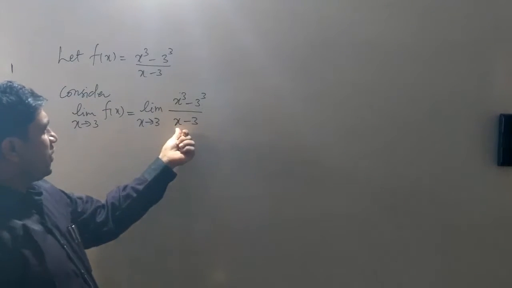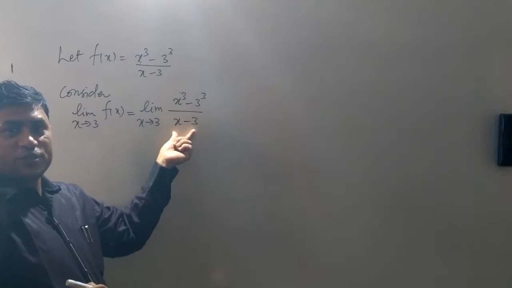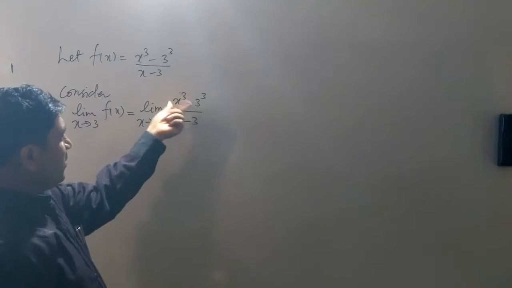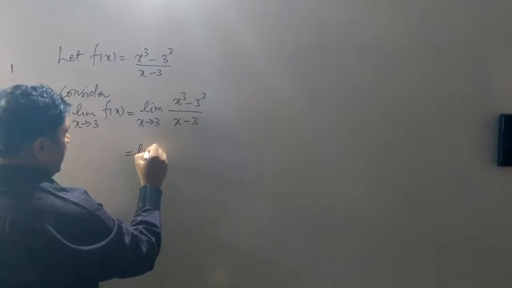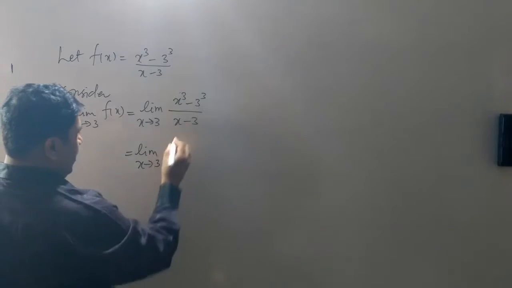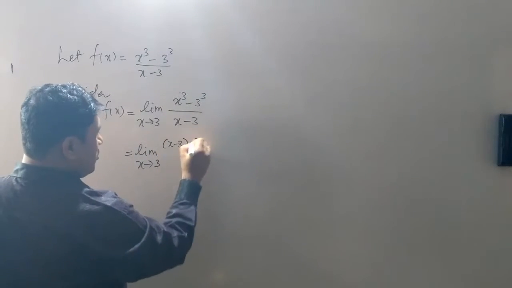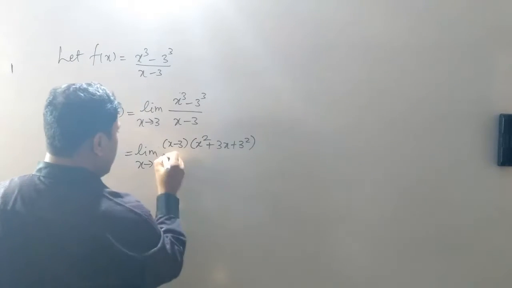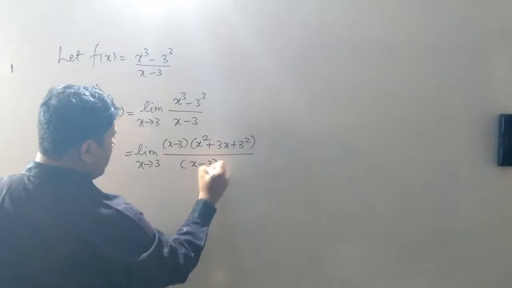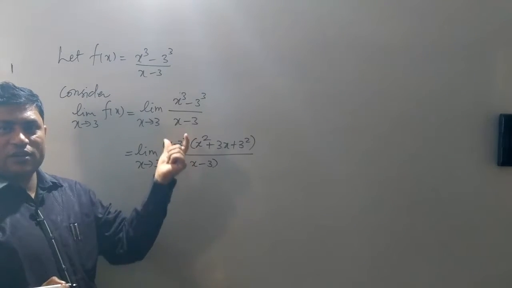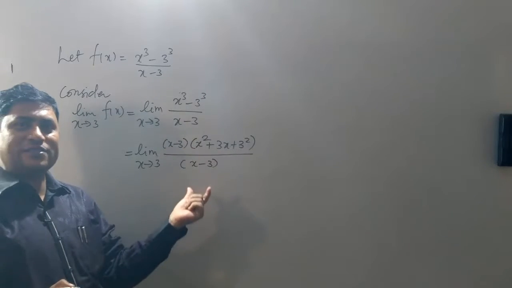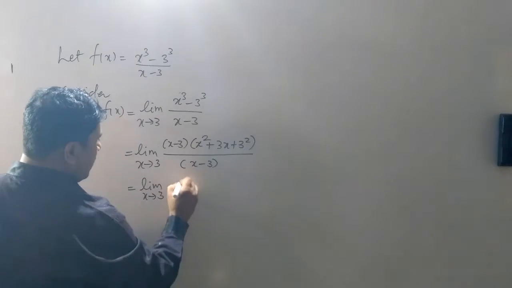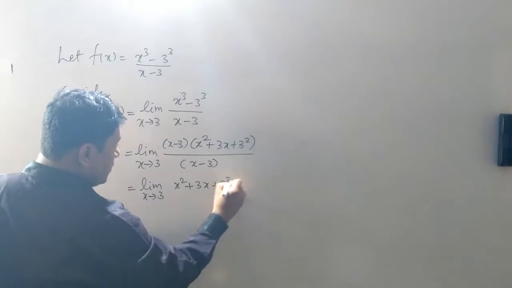Now if I put x is equal to 3, then the denominator is going to be 0. If I put x is equal to 3 in the numerator, the numerator is going to be 0. But we can factorize this numerator, and we can have limit x tends to 3, x minus 3 into x square plus 3x plus 3 square, and here I have x minus 3. Now we have a common factor in numerator and denominator, so we can cancel this, and then we have limit x tends to 3 x square plus 3x plus 3 square.